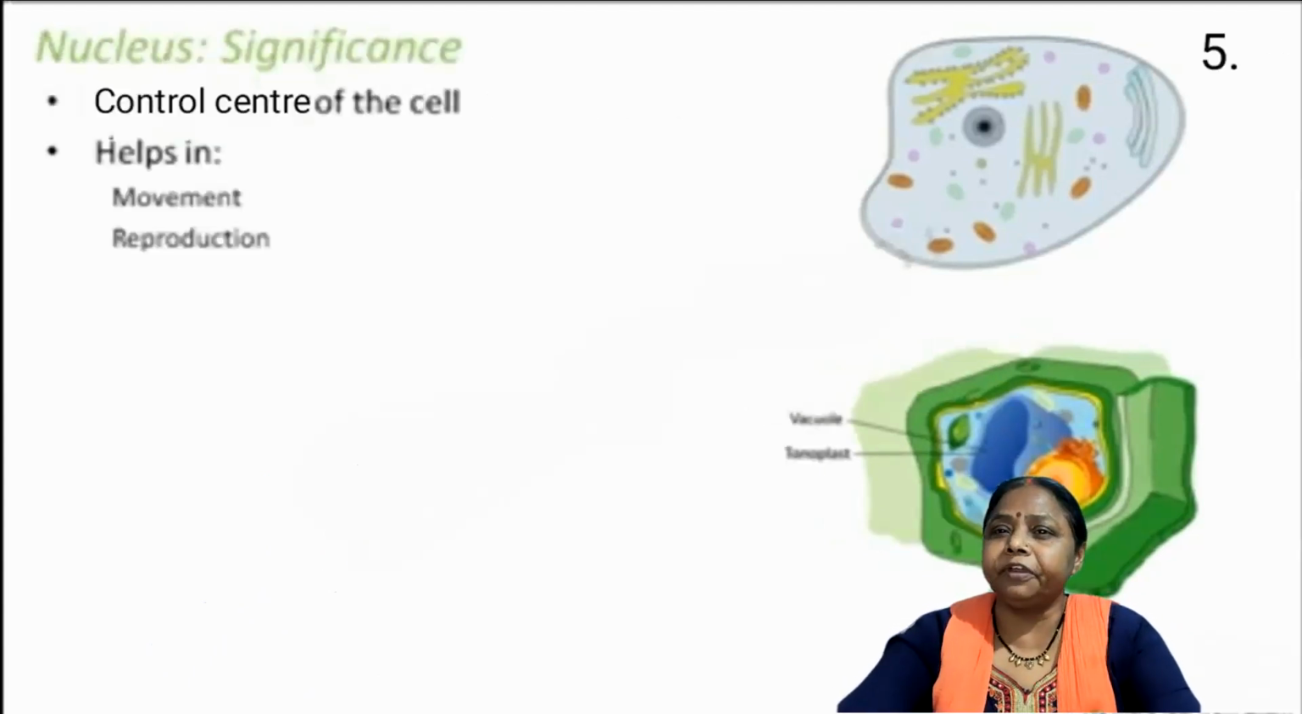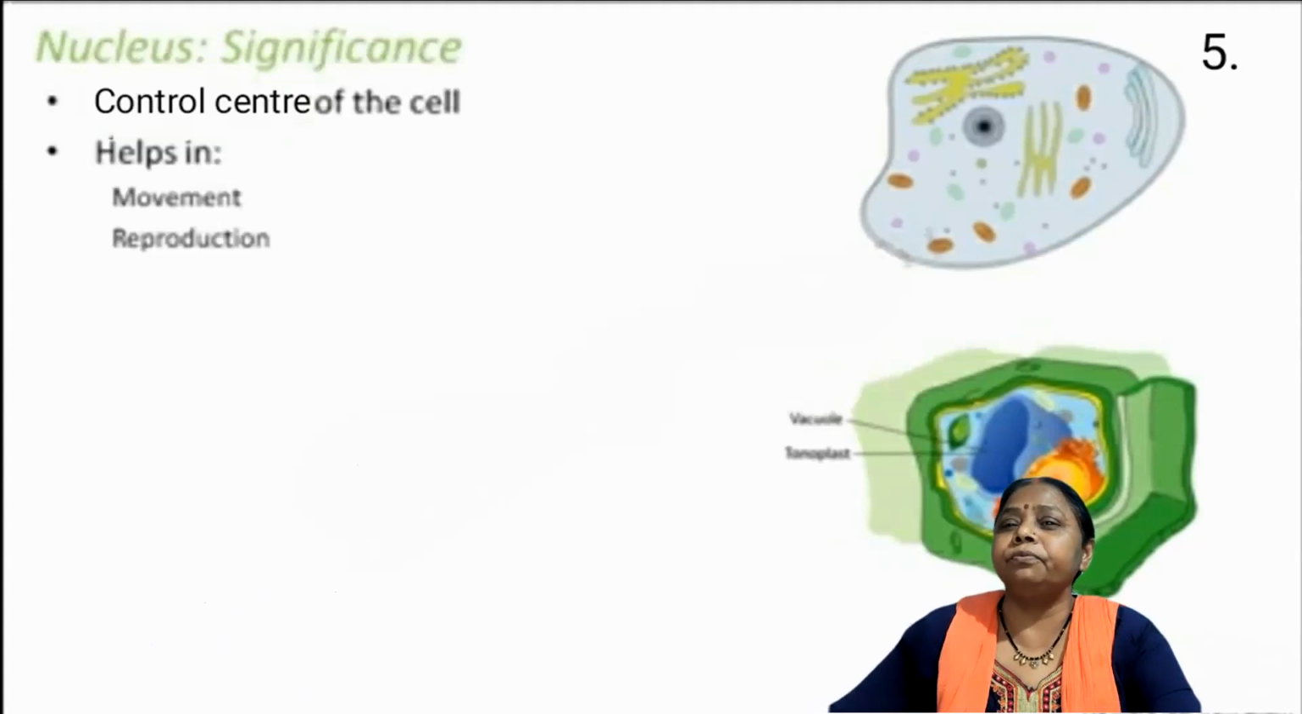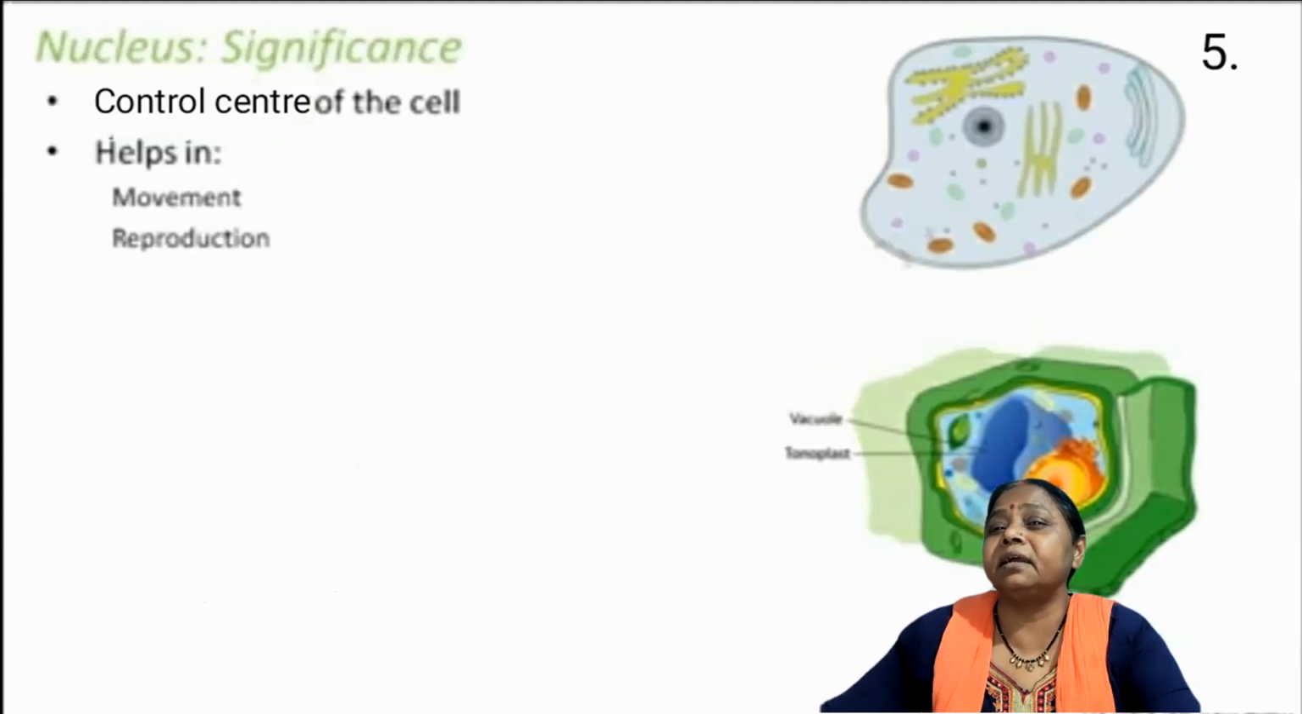Now, what is the significance of nucleus? Why we do need a nucleus? What is the nucleus doing for a cell? It is a control center of the cell. Just like in our body, brain is the control center. Brain controls all the activity taking place in our body. Same way, the nucleus also is known as control center of the cell.